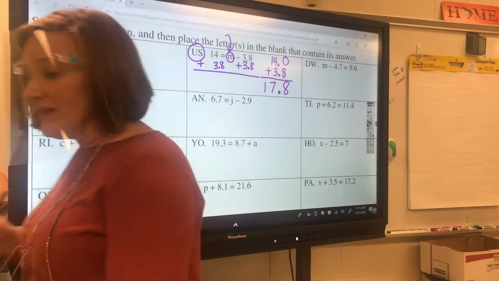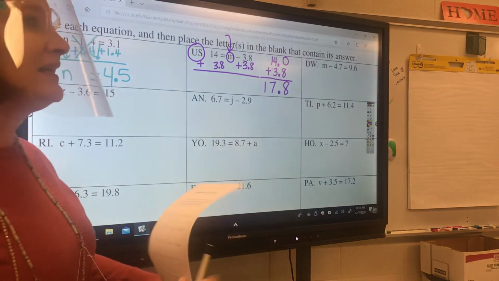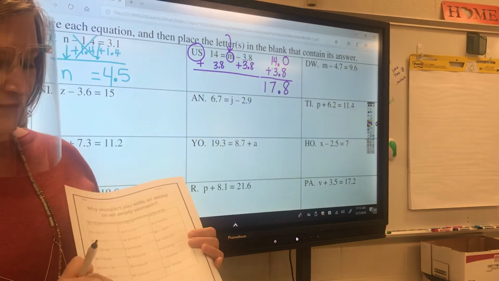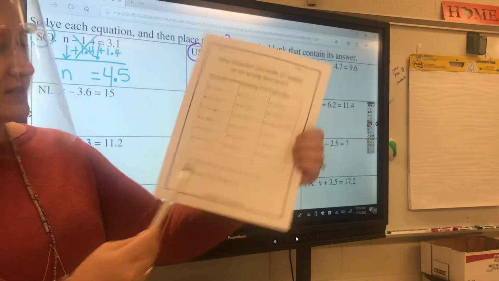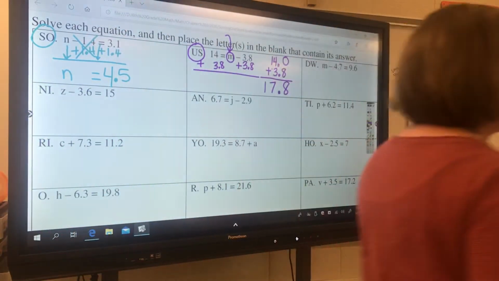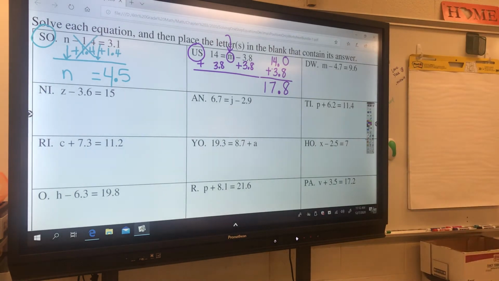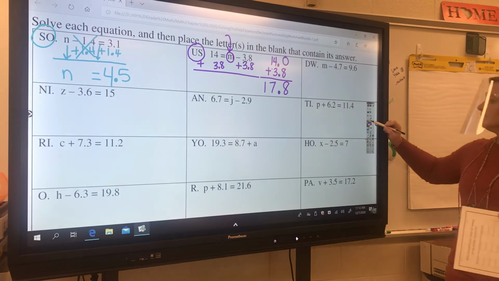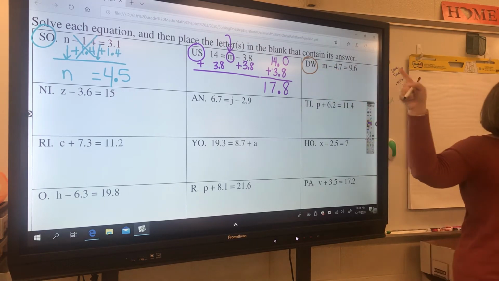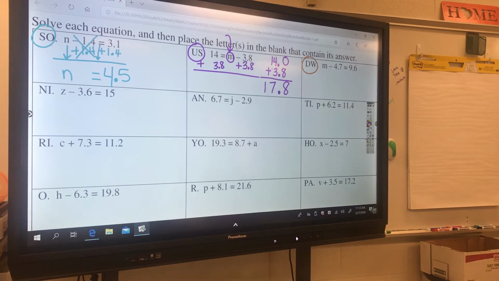Now, at the bottom, do you see 17 8/10 anywhere? Yep. It's on the first row, the third blank, okay? And in that blank, what are you going to put? US. All right, I want you to work on DW by yourself, okay?